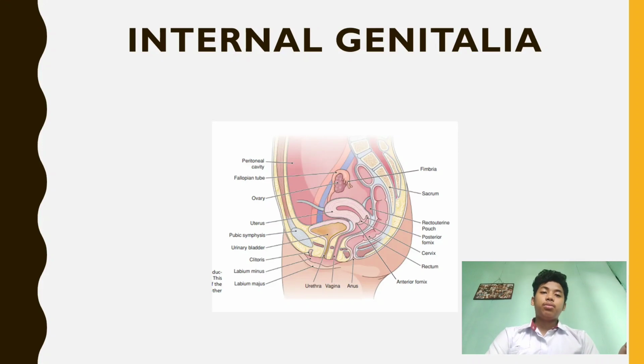So the normal vaginal environment is acidic. This environment is maintained because the vaginal flora is composed of the Döderlein bacilli, and the bacilli act on the glycogen to produce lactic acid. This acidic environment helps to prevent vaginal infection.